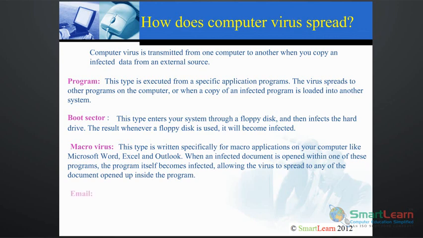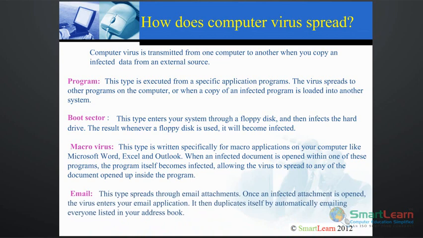Email. This type spreads through email attachments. Once an infected attachment is opened, the virus enters your email application. It then duplicates itself by automatically mailing everyone listed in your address book.